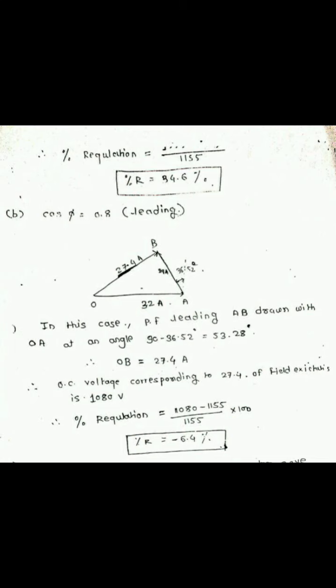So we have the value of E, that is 1080, minus 1155, divided by 1155, into 100. It will give the percentage regulation as a negative value, that is minus 6.4% for a power factor of 0.8 leading. So this is the solution of the first problem.